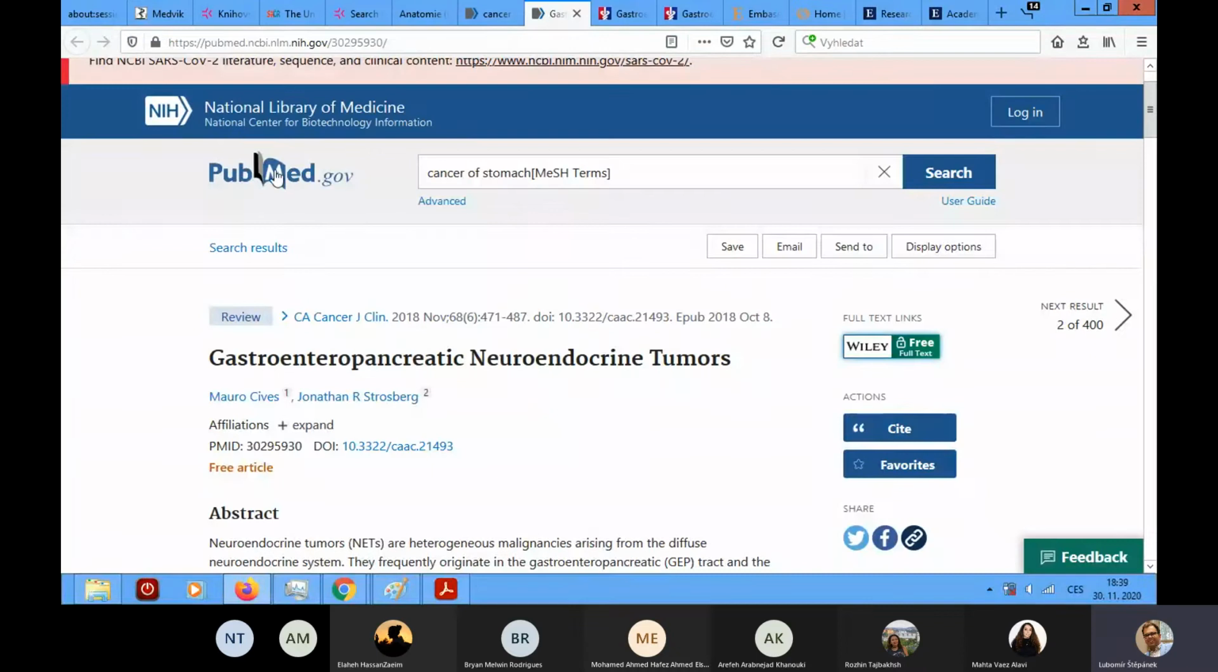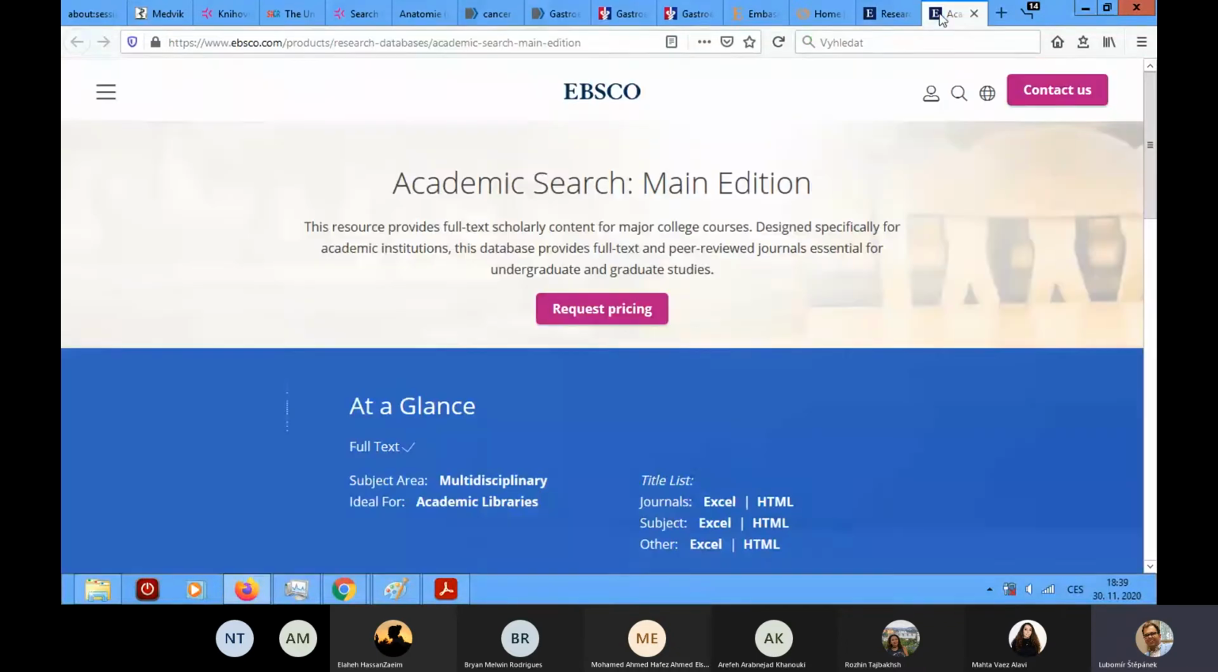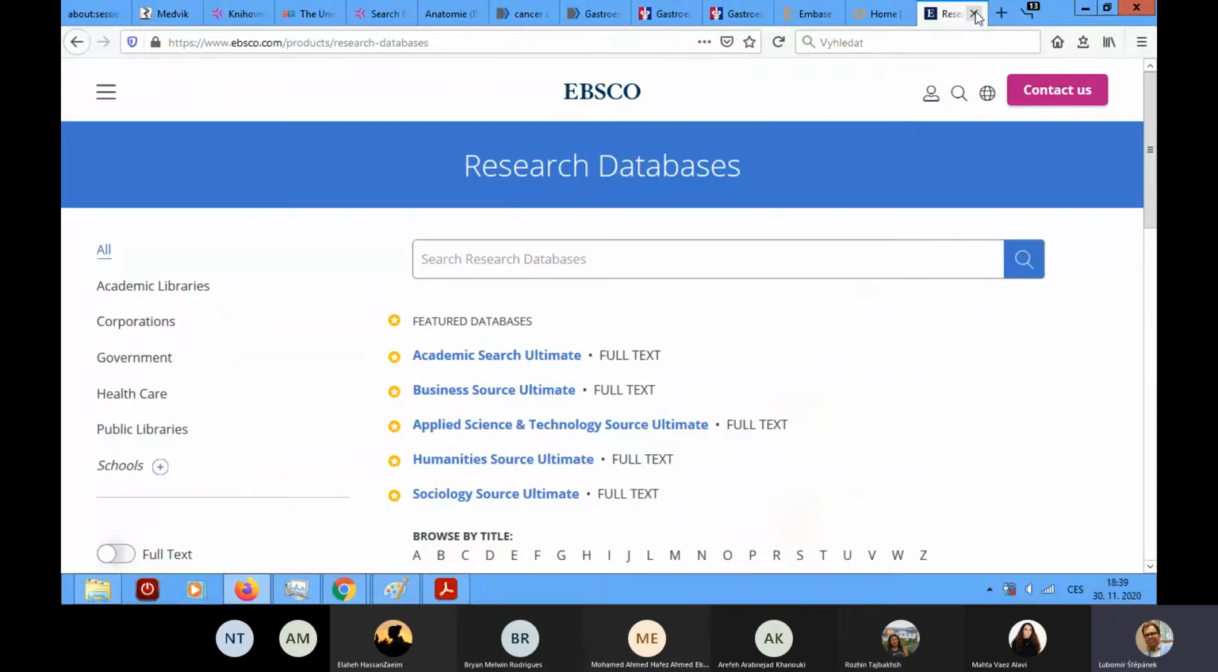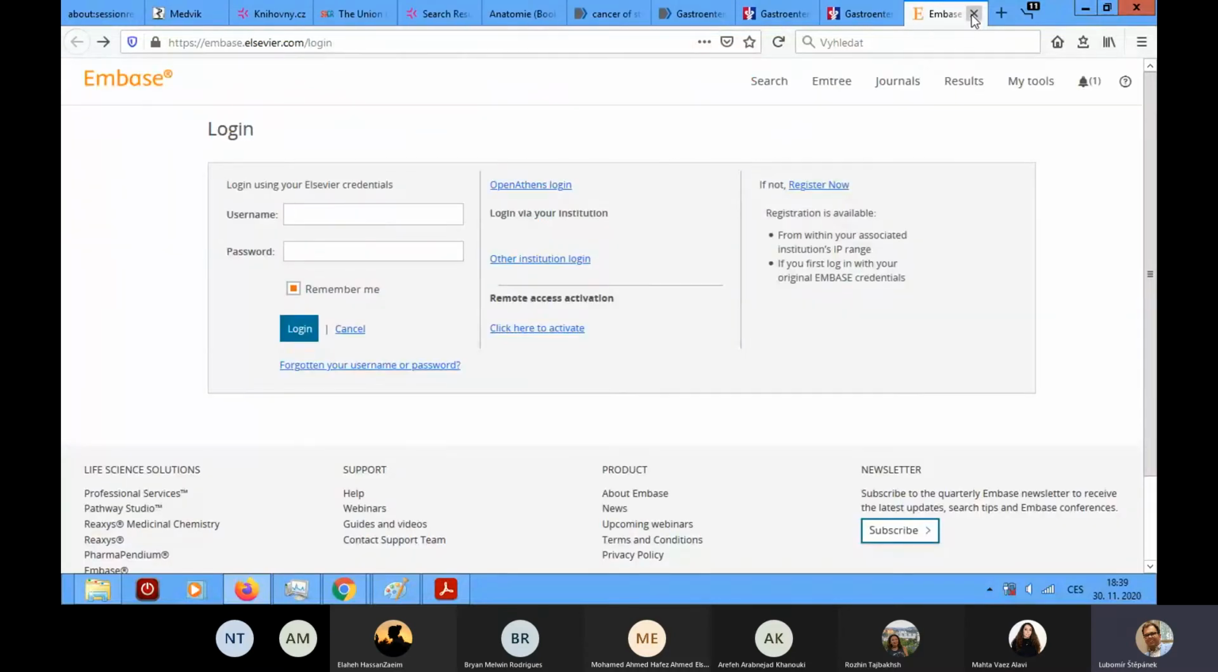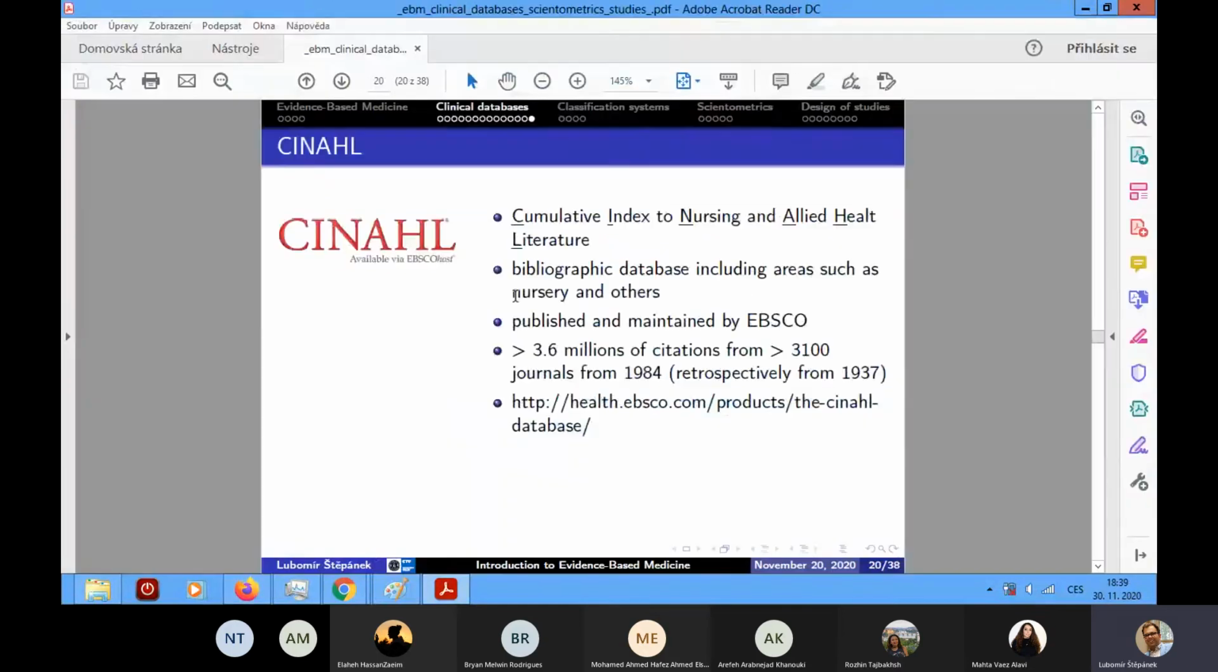I think it will be the same for you. And one more time, PubMed is important for us. So EBSCO and this kind of nursing database are not so important, but it could be handy to know about them, that there is something like this.